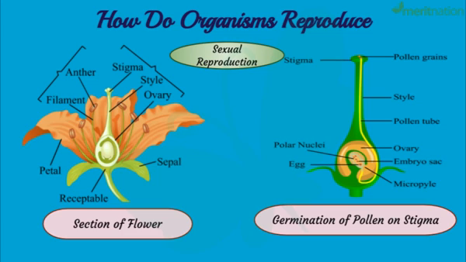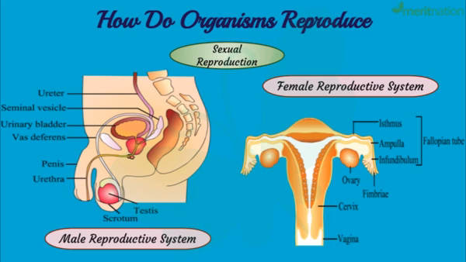Another highly important diagram from this topic is of germination of pollen grains on stigma and fertilization. Moving on to sexual reproduction in humans, you could be simply asked to draw the structures of male and female reproductive systems. The parts shown for both the diagrams are highly important. You should also be aware of their functions.